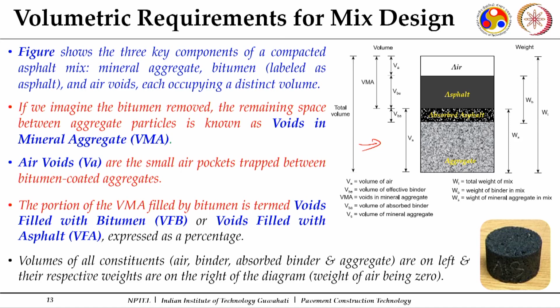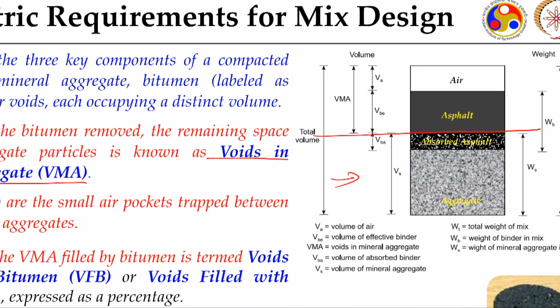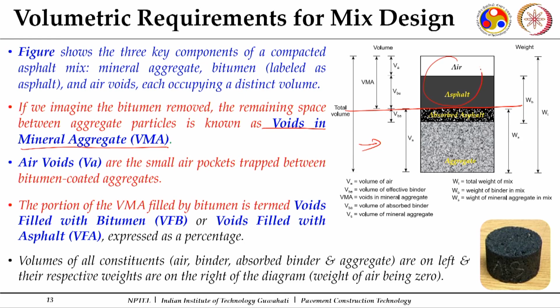Now, here important, we already discussed voids in mineral aggregates. So, if I remove this binder, whatever binder and air part is there will be my VMA, free asphalt plus air. This is my voids in mineral aggregates. Now, if I look at what this air is, these are the small air pockets which are trapped between my bitumen coated aggregates.